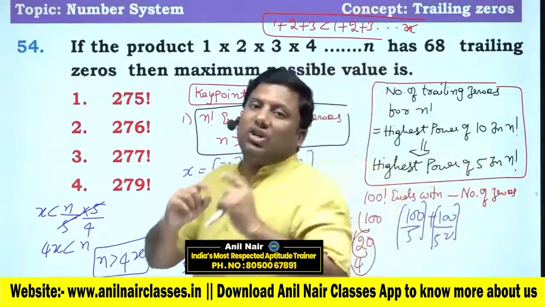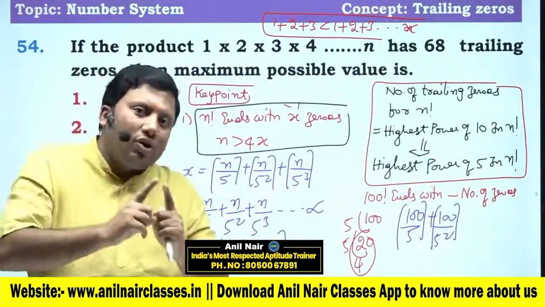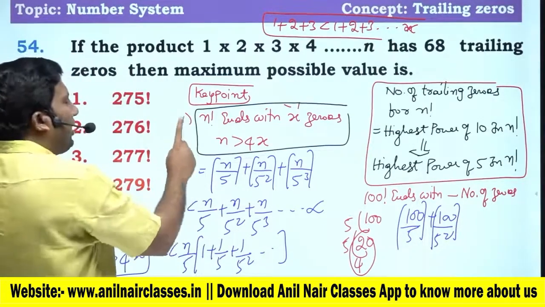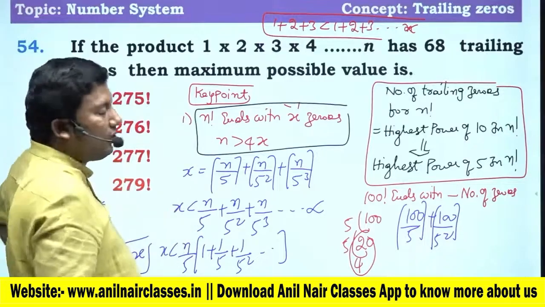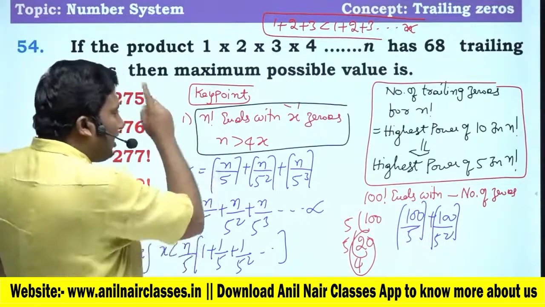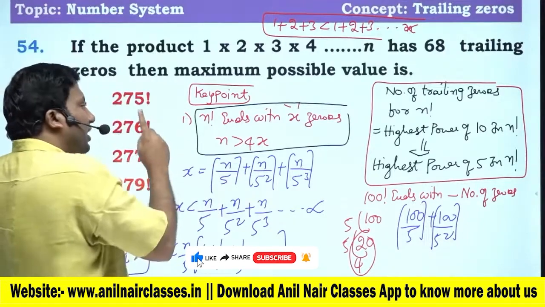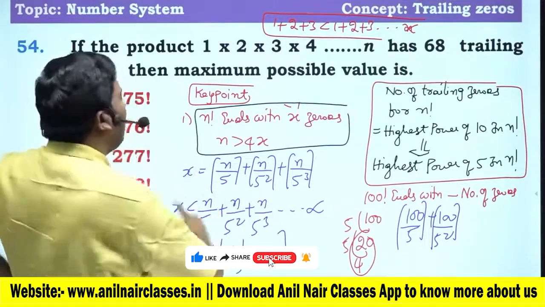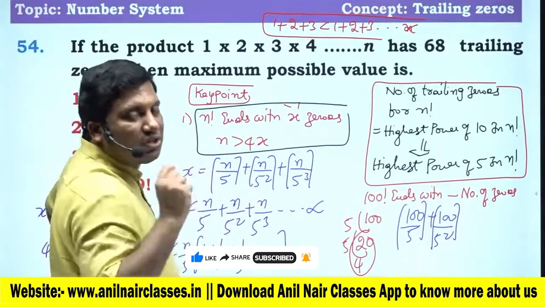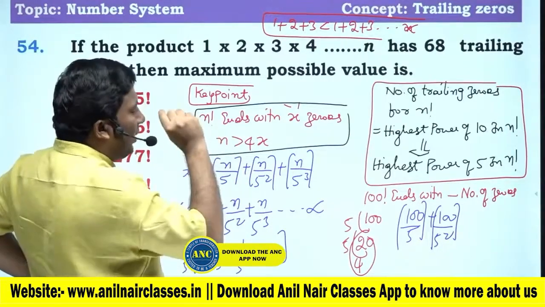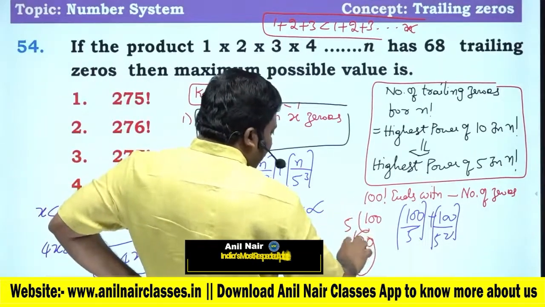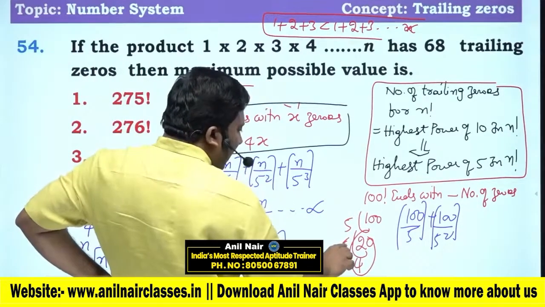What is the relationship between number of zeros at the end and the factorial? N factorial ends with x zeros. Relationship between n and x is n is greater than 4x. From where we got n greater than 4x? For a factorial, number of zeros at the end is dependent on the power of 5. So divide 100 with 5 and 5 again. So this 4 is dividing by 5 square.